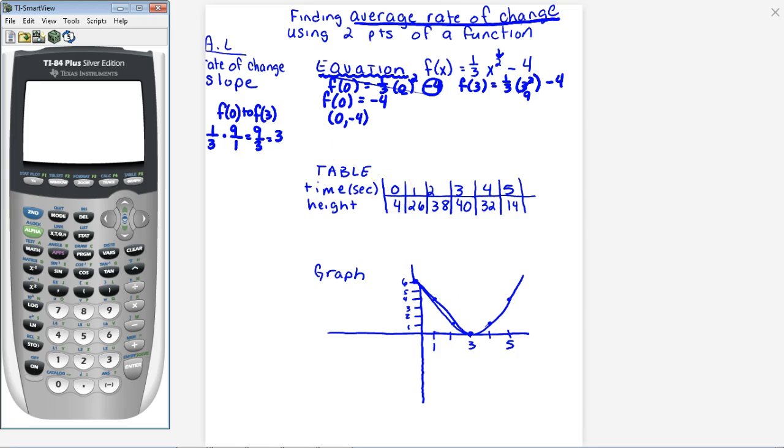So we have f of 3 equals 3 minus 4, which is -1. So the point for that one is input 3, output -1. Okay, now please use the slope formula and use these 2 points to find the average rate of change between f of 0 and f of 3.